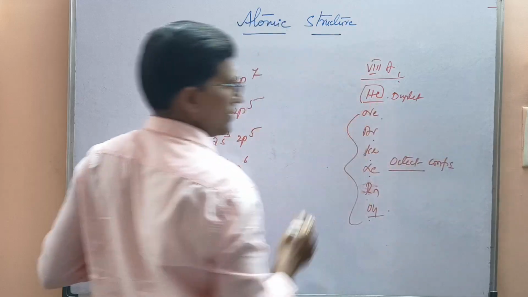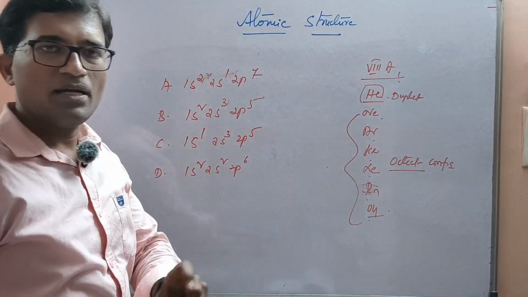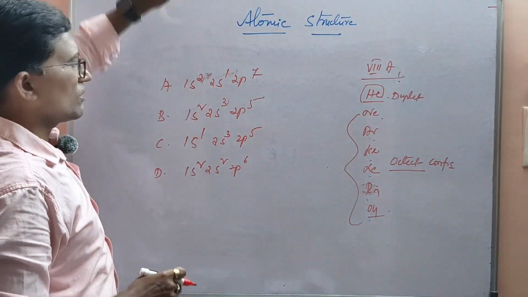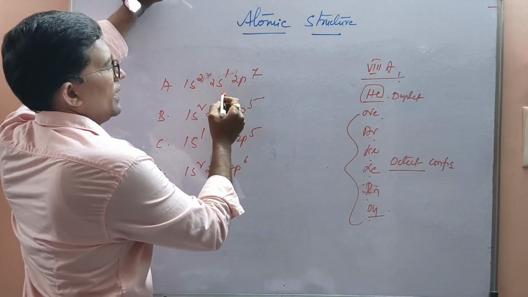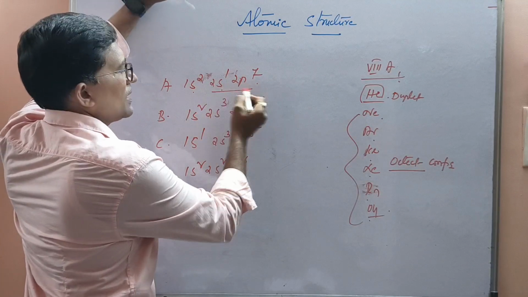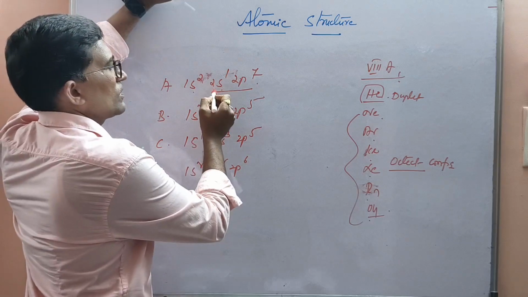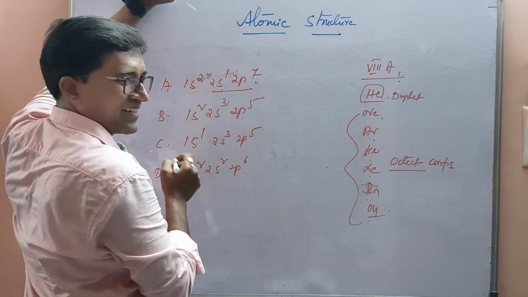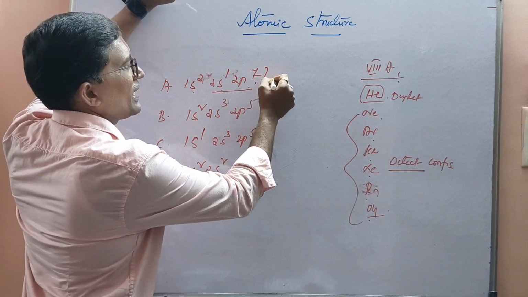Octa means 8: presence of 8 electrons in the last shell, nothing but octet configuration. Check once: the last shell, how many electrons does it contain? 1s2, 2s1, 2p7. The last shell is this only. But here the configuration was given as 1s2, 2s1, 2p7. In a p orbital, 7 never exists.